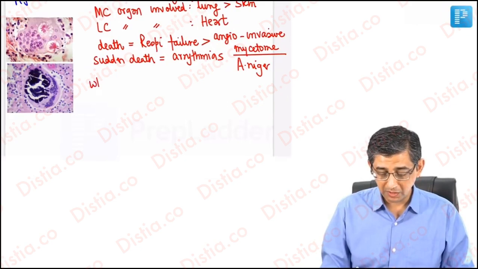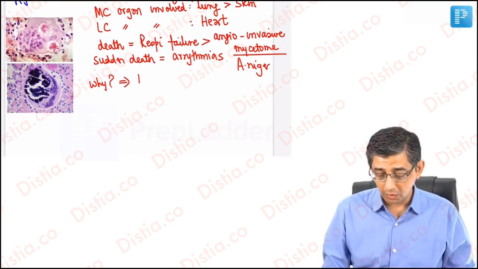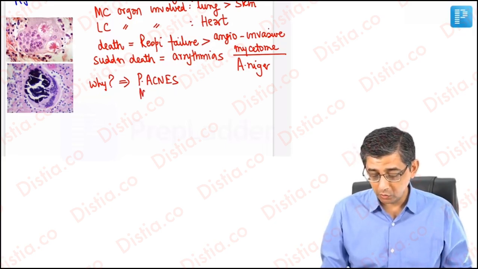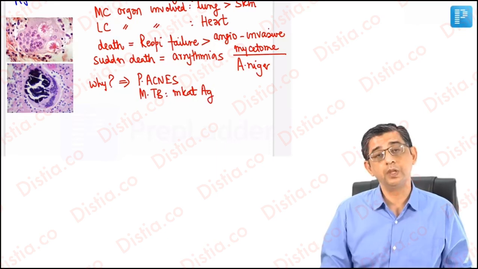Now, I'm going to describe why sarcoidosis occurs in a person. There are two antigens to be remembered. One is a bacterium, Propionibacterium acnes, the bacteria that you study with respect to acne vulgaris, or it could be Mycobacterium tuberculosis with respect to a special antigen that is written as MCAT antigen.